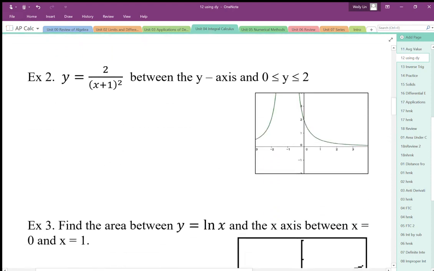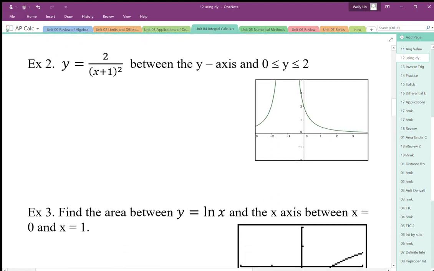Okay, so when we look at this one here, this is our graph, 2 over (x plus 1) squared. So we have a vertical asymptote at x equals -1. And we want the area between the y-axis and the curve from y equals 0 to y equals 2. So we're going to have this kind of unbounded area here, the y-axis and that curve there. So this is an unbounded area, it's an improper integral, so we're going to have to at some point use a limit.